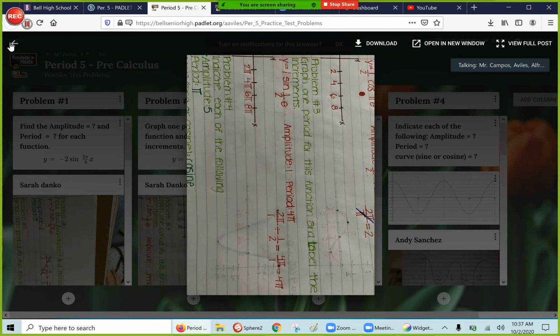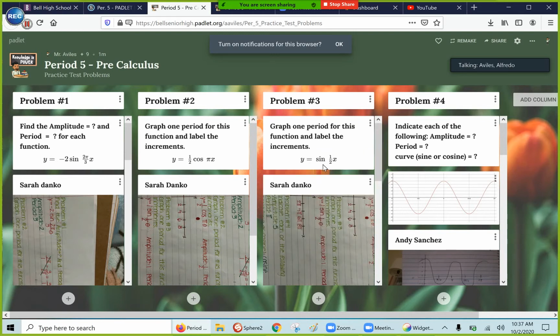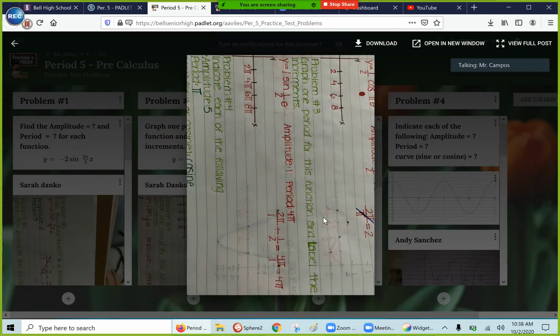Yeah, let's go back and see it. Y is equal to sine 1/2 x or 1/2 theta. Same thing. Okay. Yeah, right. That's correct. See, there's work and there's steps skipped here. Show. Yeah. So this one, is this one correct here, Mr. Campos?